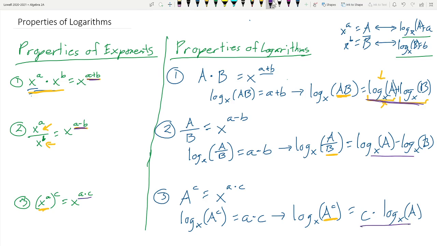So hopefully this video helped kind of demystify why the properties of logarithms are the way they are. Again, they're really just the properties of exponents kind of rewritten using our new log perspective. Alrighty? So hopefully that was interesting and helpful, and I'll see you in the next video.